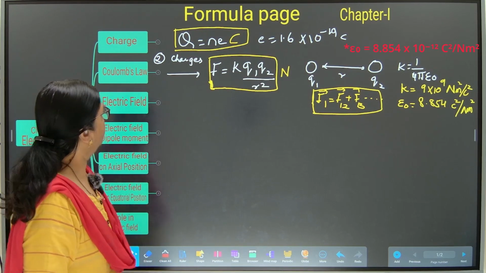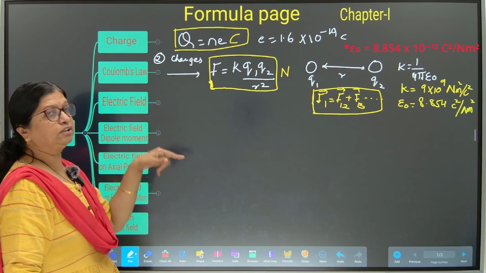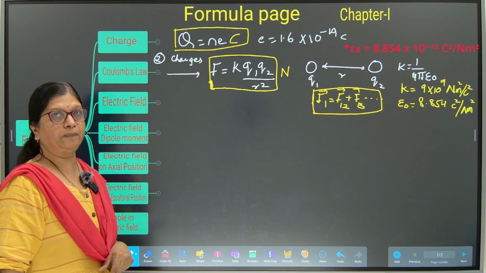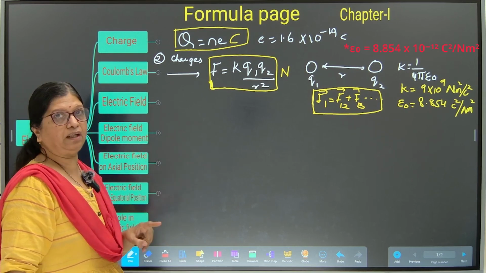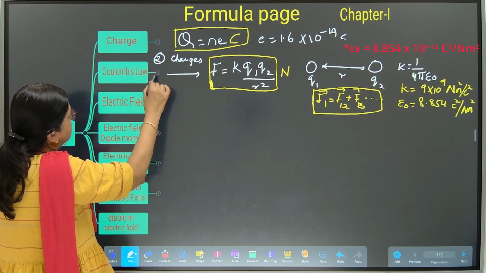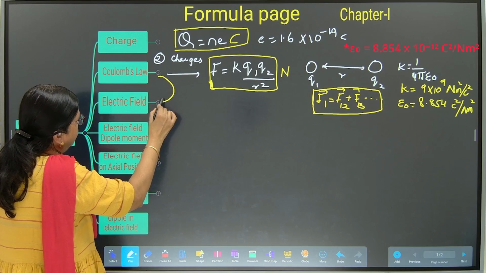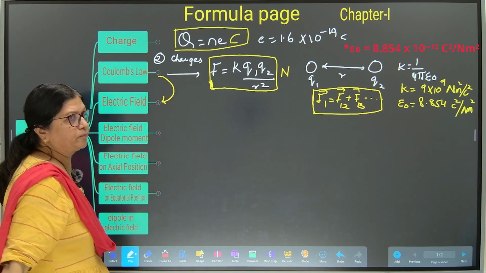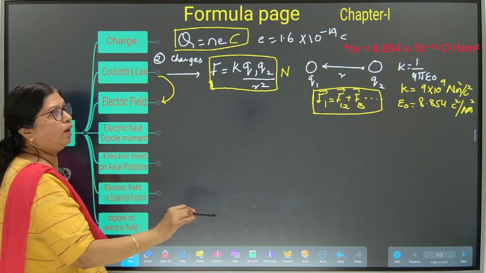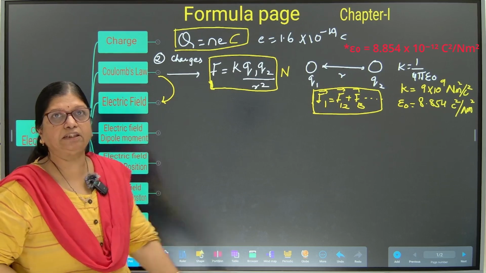Fine. Okay. Now let us go to electric field. Now electric field is Coulomb's law itself, but in Coulomb's law, one of the charges is 1 Coulomb.